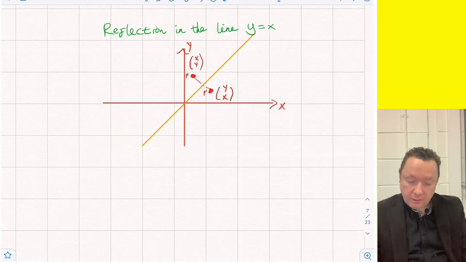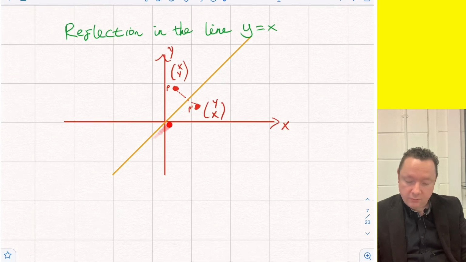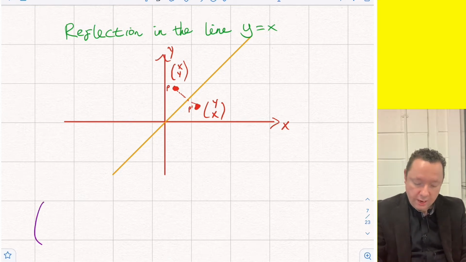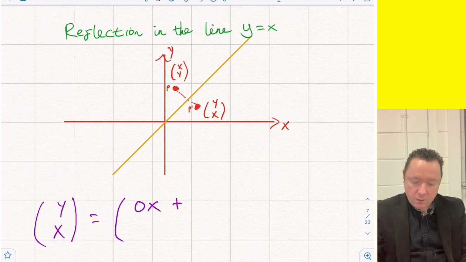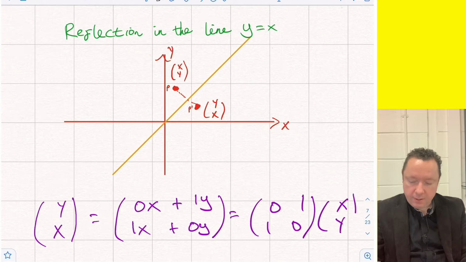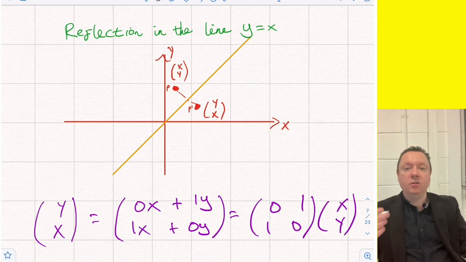So if we look at the line y equals x, if we take a point x, y and we reflect it over this line, then all that happens is that x becomes y and y becomes x. So starting with our image, y, x just equals, well, 0x on the top plus 1y and 1x on the bottom plus 0y. So that equals 0, 1, 1, 0 times x, y. 0, 1, 1, 0 is the transformation matrix for reflection in the line y equals x.